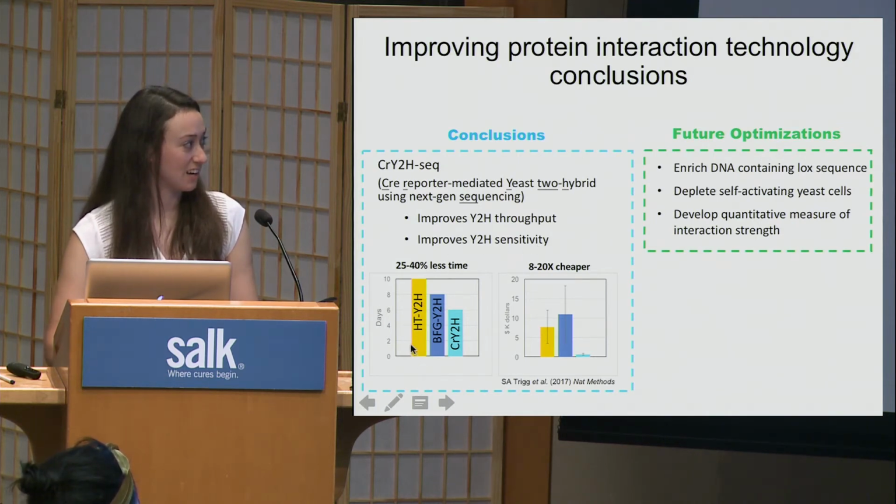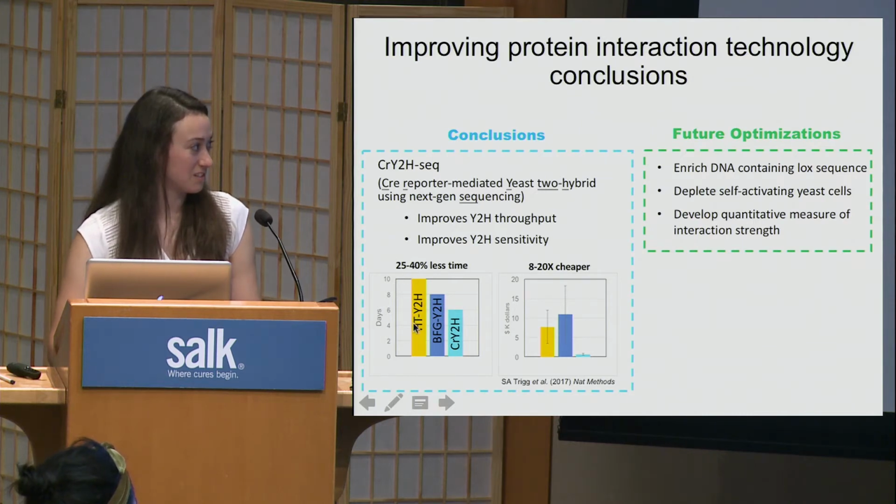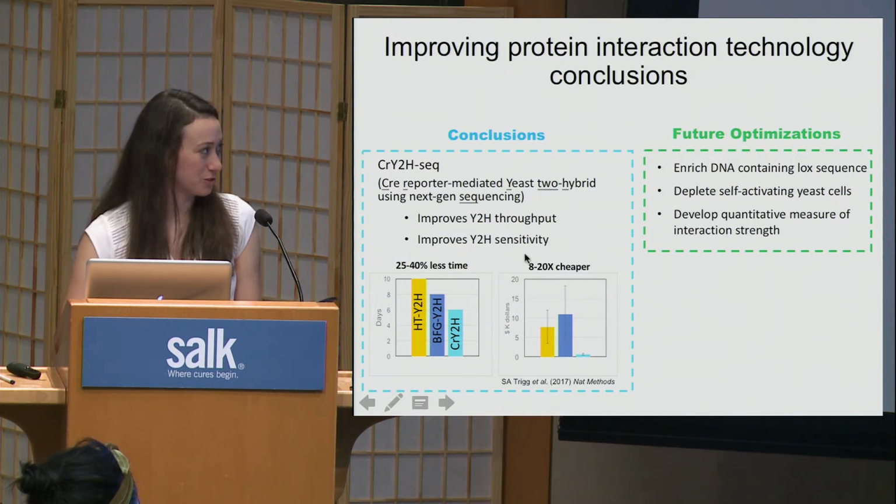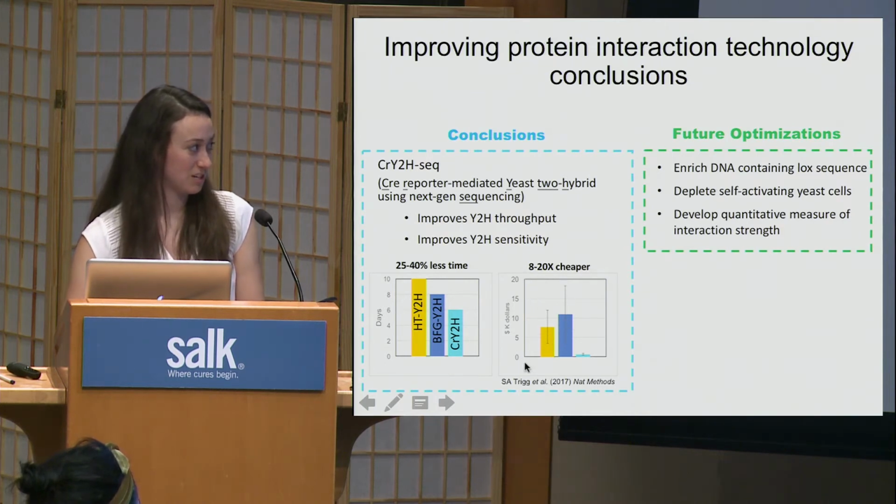And here we're looking at the amount of time. So this is the old technology. This is the barcode technology in Cry2H-seq. And Cry2H-seq takes less time. And it's also less expensive. So this is just comparing the same technologies again and how much money it costs to perform the assay.